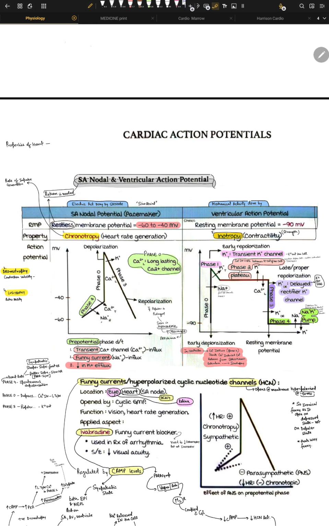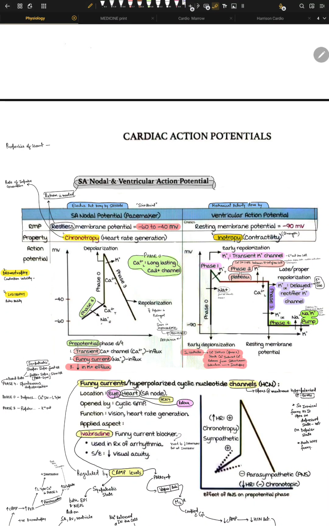Okay, so SA node and AV node, these are small dense groups of specialized cardiac cells. They are not typical cardiac cells, and they control the heart rhythm. So I hope you understand this.